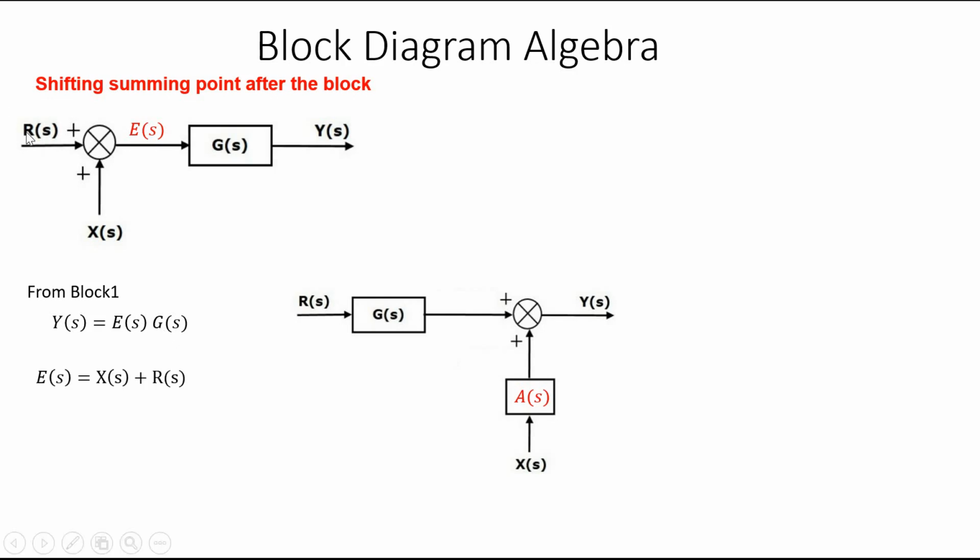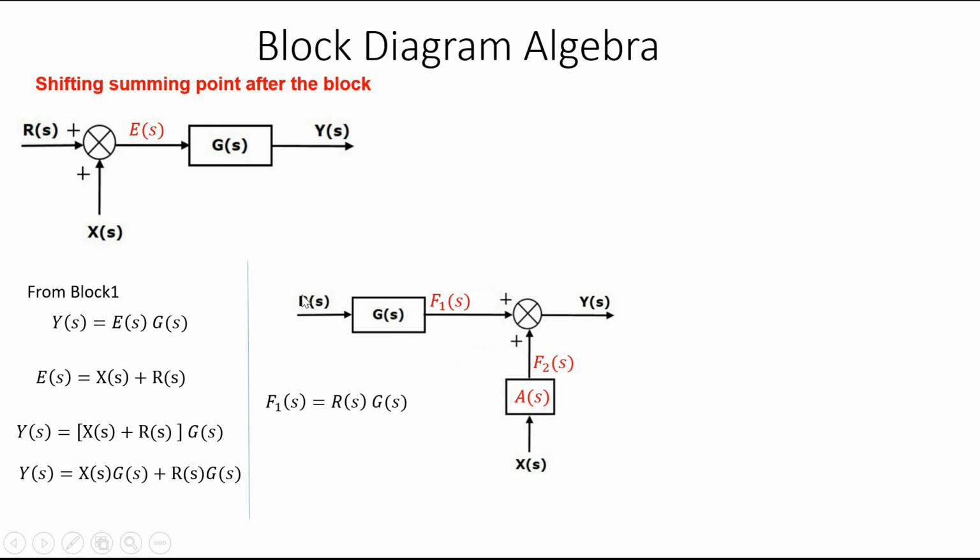Again, e(s) is equal to the sum of these two, r(s) plus x(s). So we can substitute there. So it becomes x(s) plus r(s) into g(s), and we can multiply: x(s) into g(s) plus r(s) into g(s). Next, from this we can take this signal as f1(s), the output of g(s), and this signal as the output of this a(s). This value of a(s) we have to find in terms of g.